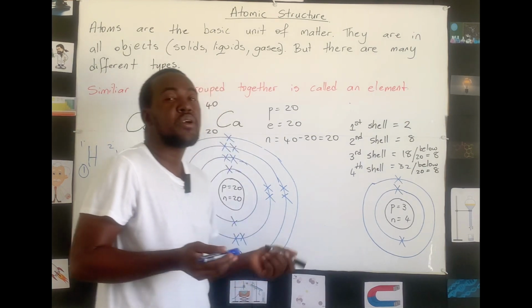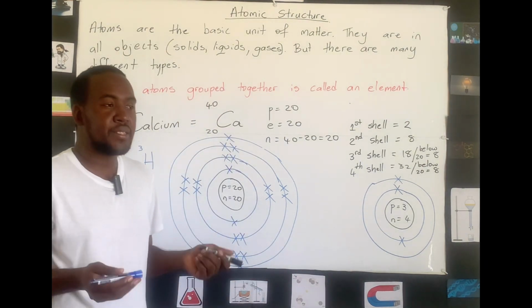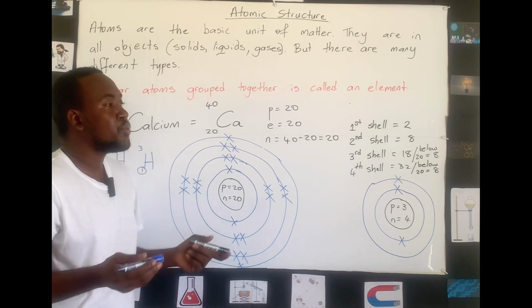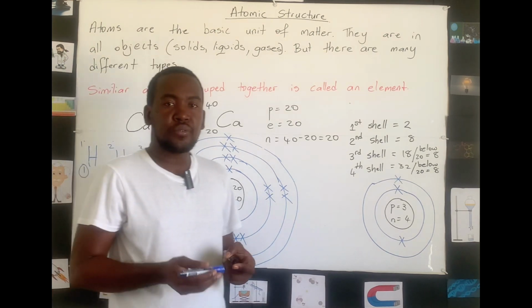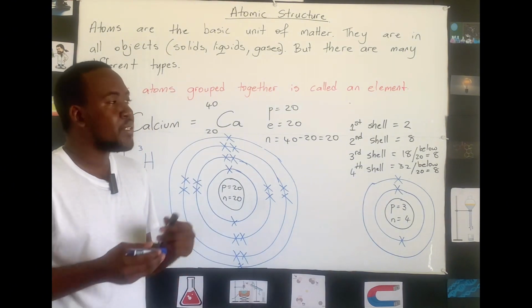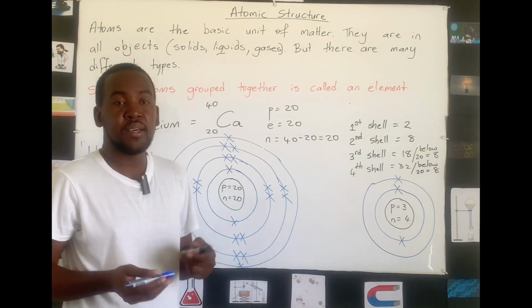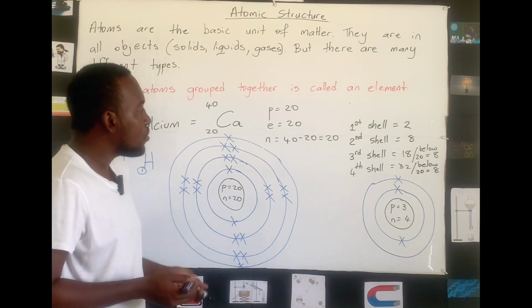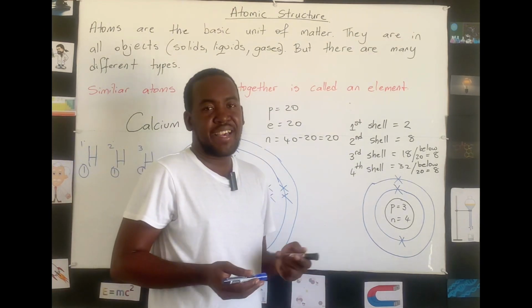Then a popular one is carbon-14 dating, where scientists analyze the amount of carbon-14 present in dead and decaying objects to predict how long they have been dead. So those are some of the uses of isotopes.